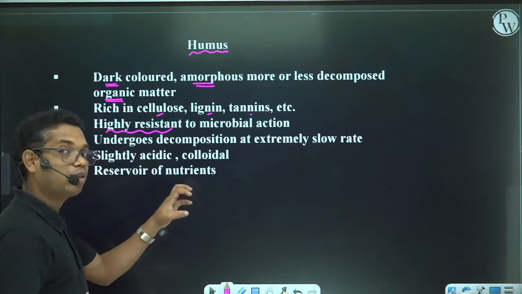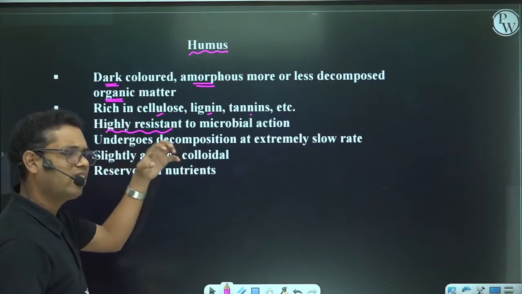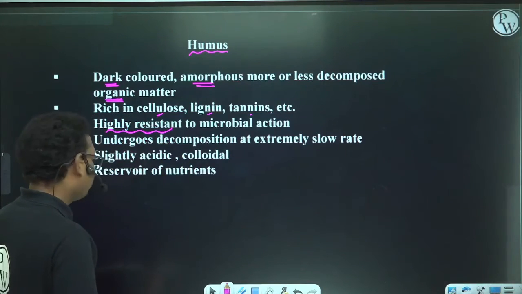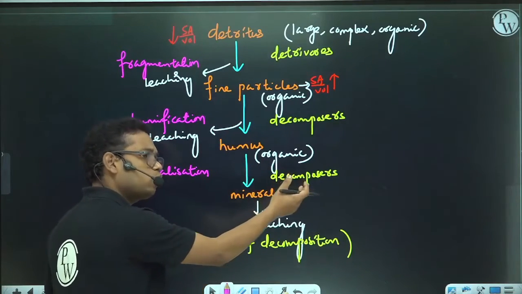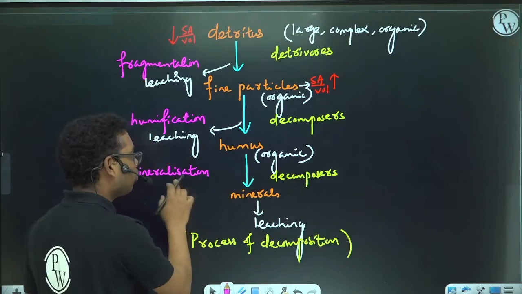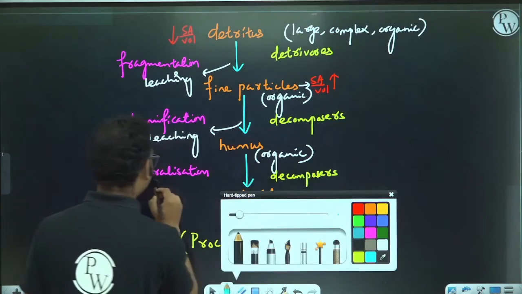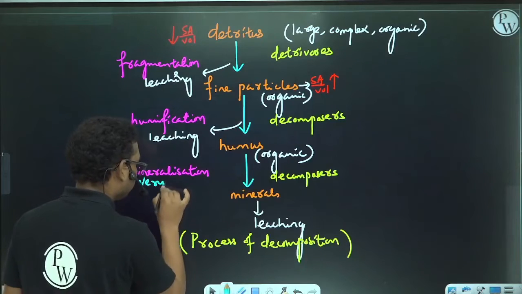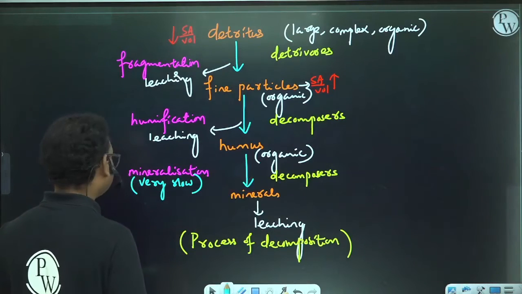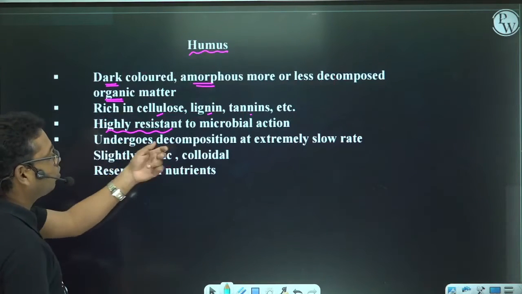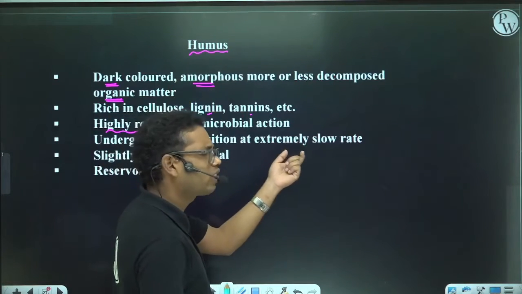Okay, and that is why the microbes will digest the humus very slowly, because the humus is highly resistant against the microbes, and the decomposers are also microbes. That is why this step of mineralization is slower in nature. Okay, why? Because humus is highly resistant. So I can write here this process is very slow. What is the reason? Because humus is highly resistant. That is why I have written that the humus undergoes decomposition at an extremely slow rate.